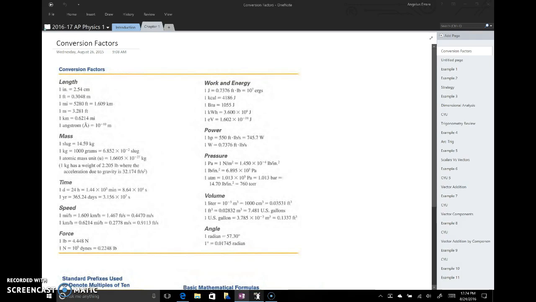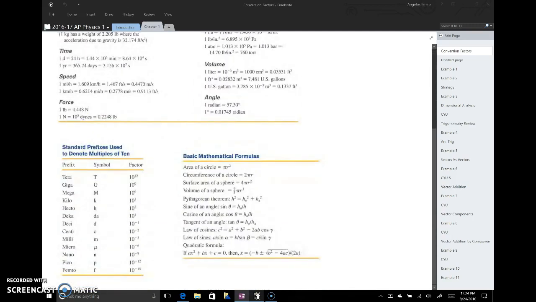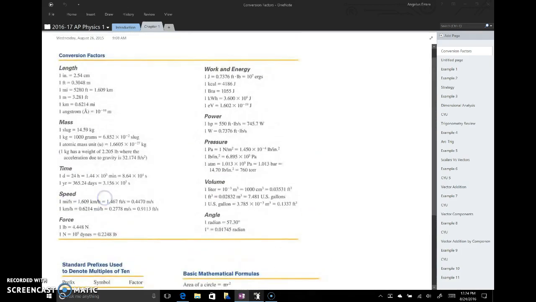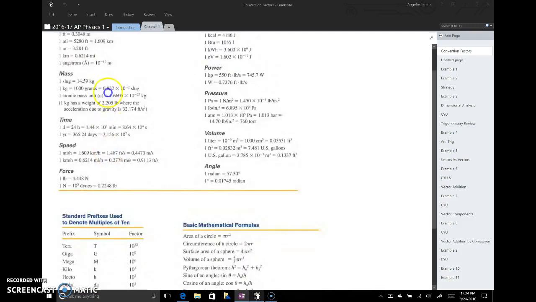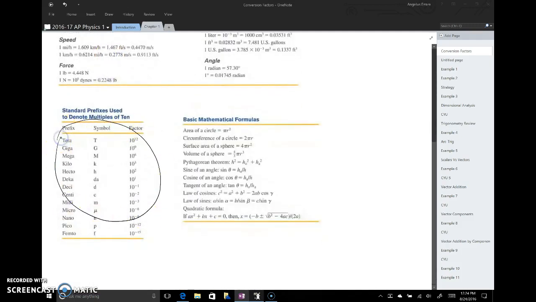In the actual AP test, there are only a few conversion factors that you need to have memorized, and only a few formulas that you need to have memorized. So it is okay for you to use these references. Things that you need to know for sure are the conversion between like meters and kilometers, or the conversion between a meter and a centimeter or a millimeter, things like that. And really you need to know these prefixes, and we'll talk more about formulas as we go on, but you do need to know basic geometric formulas.